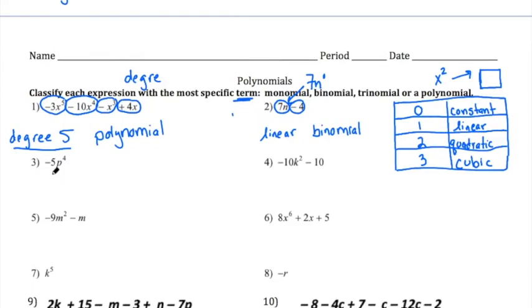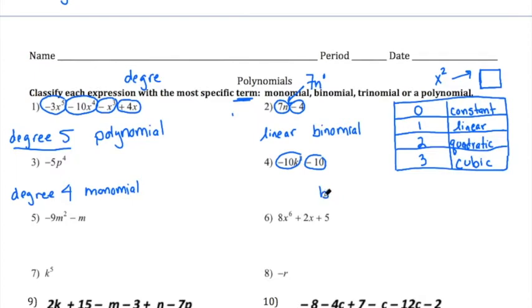Okay, for number 3, I have a minus sign out here, but there's no other term it's separating from. So there's really just one big term here. So this is a monomial. Its exponent is a 4, so that's beyond our chart again. So we're just going to say a degree 4 monomial.